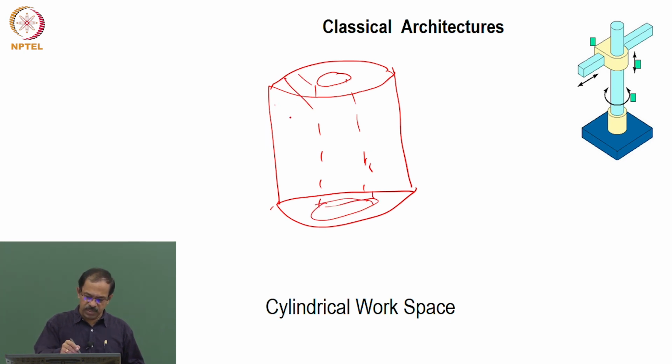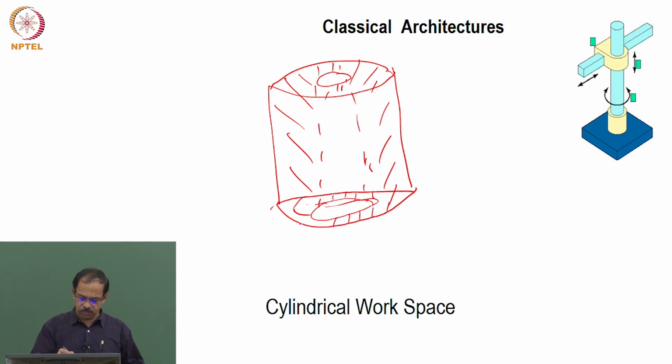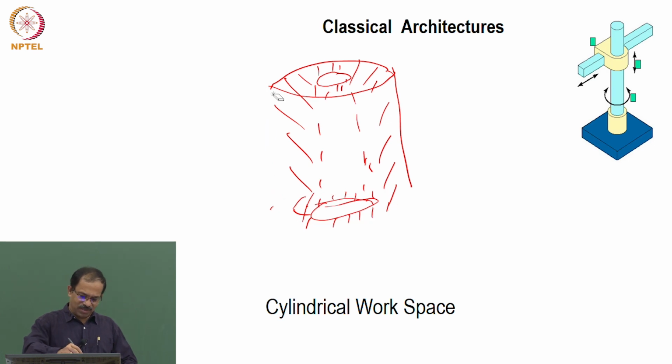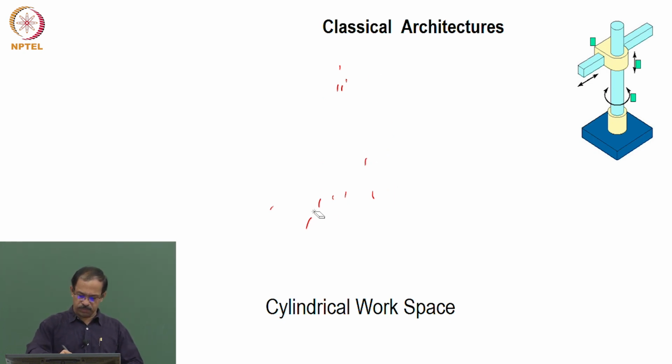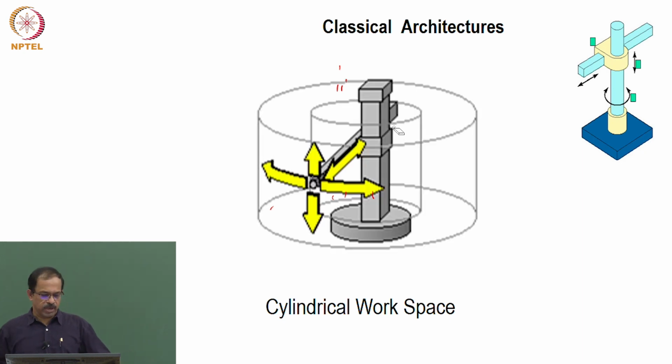And this area will be the workspace, or the envelope that you can have. And because of this space, it is known as a cylindrical robot. Okay, so this will be the workspace that you can see.